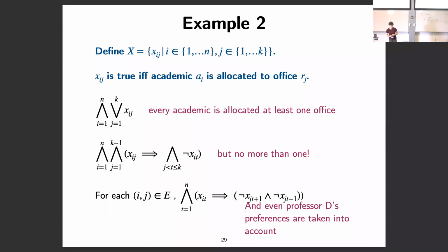And finally, I can add this set of constraints that account for our pigeons' opinions. And there I'm essentially just saying, look, these academics have said that we don't want to be in neighboring offices. I'm assuming here, by the way, that the offices are in order, like the numbers mean they're next door to each other.